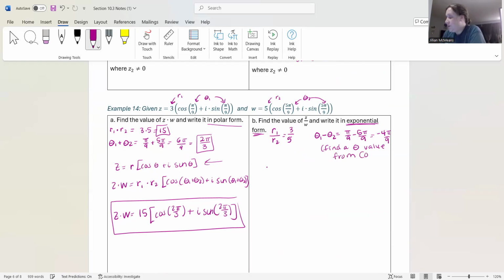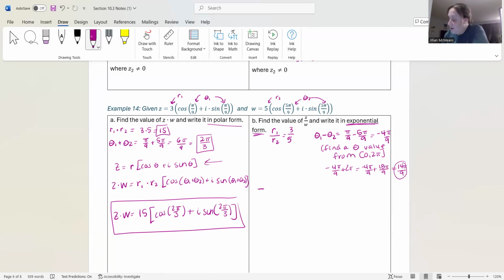from 0 to 2 pi. Okay, so let's just take our negative 4 pi over 9. Let's add 2 pi. That'll give us a coterminal angle, but it's going to be somewhere between 0 and 2 pi, so it'll be positive. Okay, so if my denominator is 9, 2 pi with a denominator of 9 would be 18 pi over 9. So I get negative 4 pi over 9 plus 18 pi over 9, which is kind of wacky, but 14 pi over 9. And that's what we're going to use as our difference, okay?